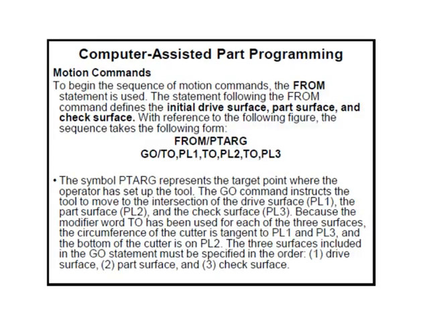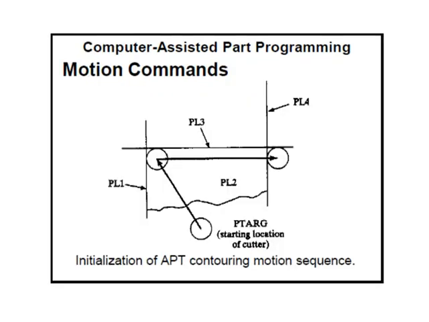So to begin the sequence of motion commands, the FROM statement is used, from where it has to go to the target point. And GO slash TO means the tool has to go near the check surface. This TO represents going near the check surface. TO PL1, plane 1, TO plane 2, next TO plane 3. First it has to go to plane 1, second it has to go to plane 2, third it has to go to plane 3. This has been represented in the diagram.